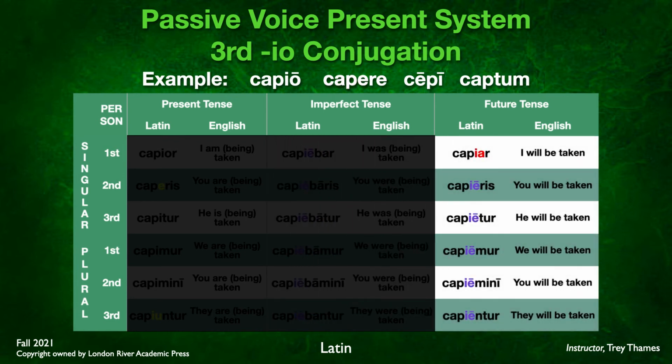What about future? Again, just like third and fourth conjugation both, we're going to use present tense endings: ar, eris, etur, emur, emini, entur. Again, our stem is going to be capie for most of the forms. There you go. Except, again, first person singular, it retains that A, or changes to an A. So capiar, capieris, capietur, capiemur, capiemini, capientur. I will be taken, you will be taken, etc. So those are the forms for third, fourth, and third IO conjugation.